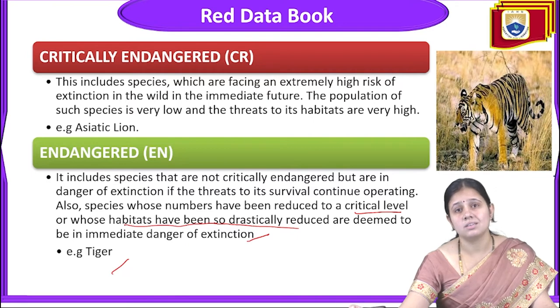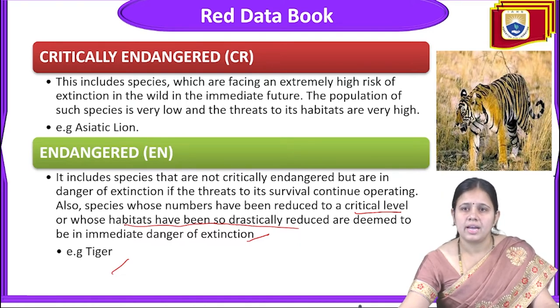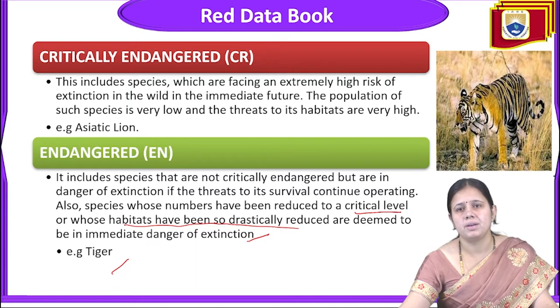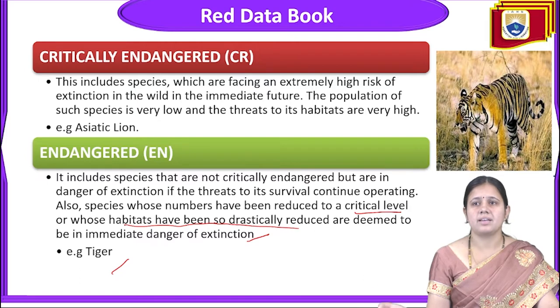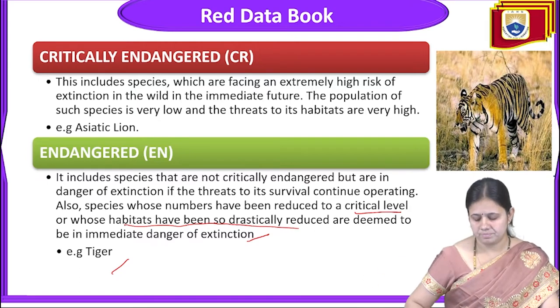The main reasons for species becoming endangered are habitat destruction and poaching of wildlife. The main reason the tiger is endangered is habitat destruction and poaching, and the smuggling of its skin for making leather goods. So the tiger falls under the category of endangered.